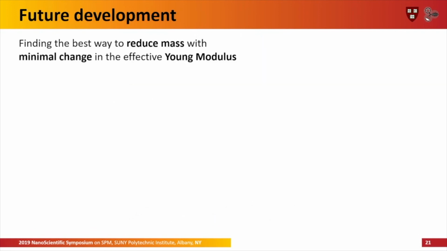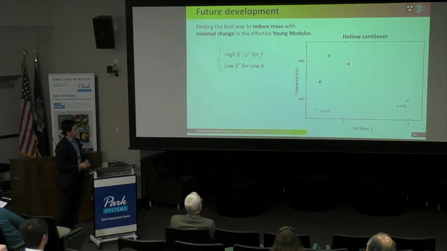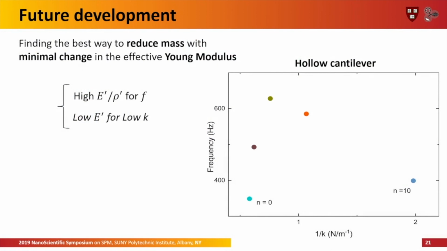And for future development, what we did in this study is technically find the best way to remove the mass, to make the cantilever lighter, without changing too much the Young modulus. So right now we're testing other approaches to see if we can further improve the properties or the quality of the cantilevers.